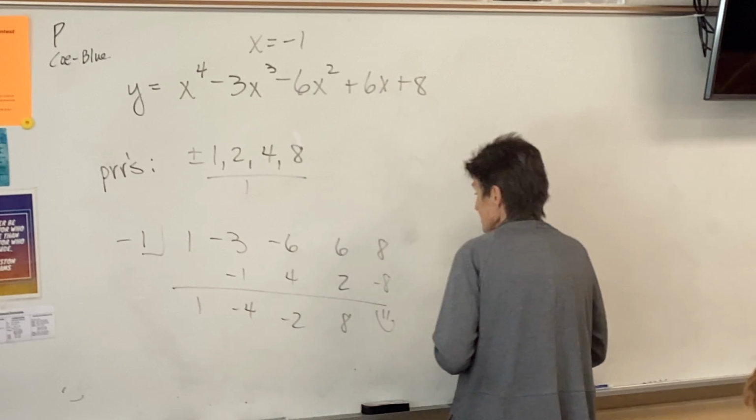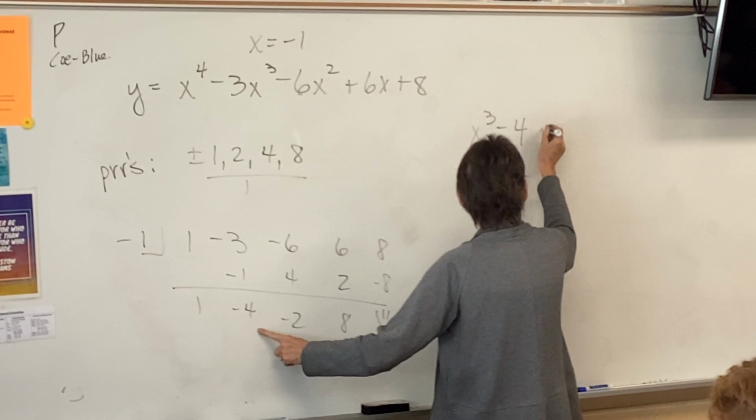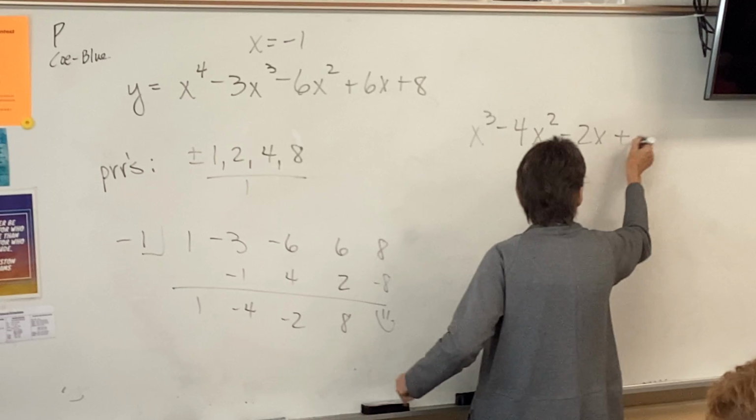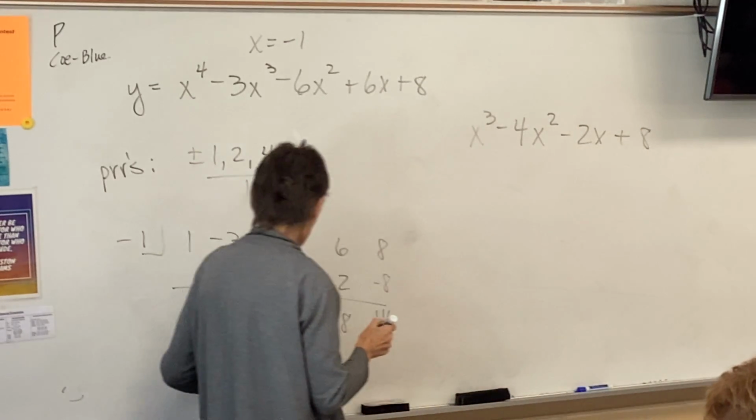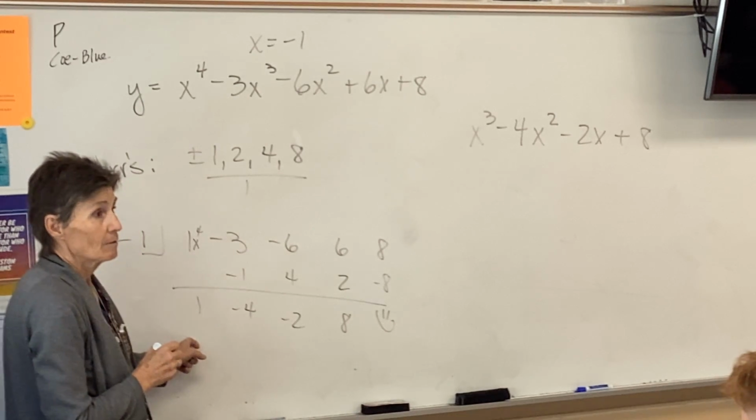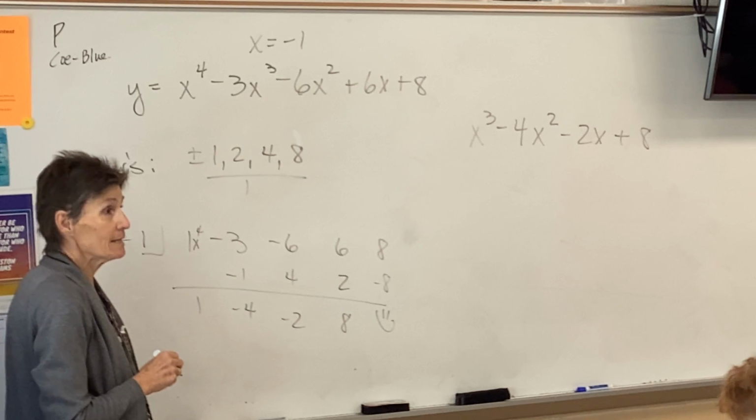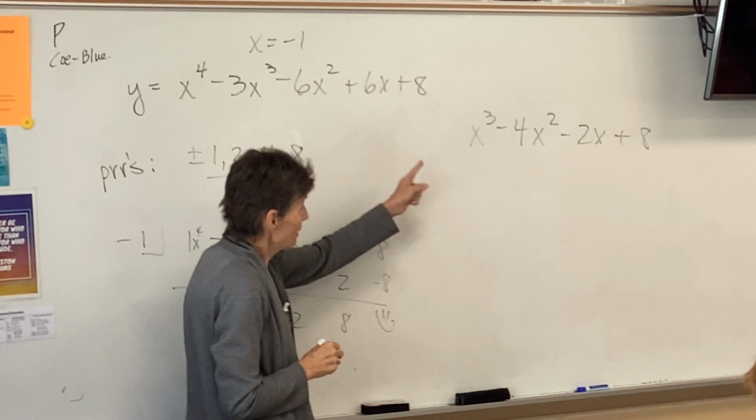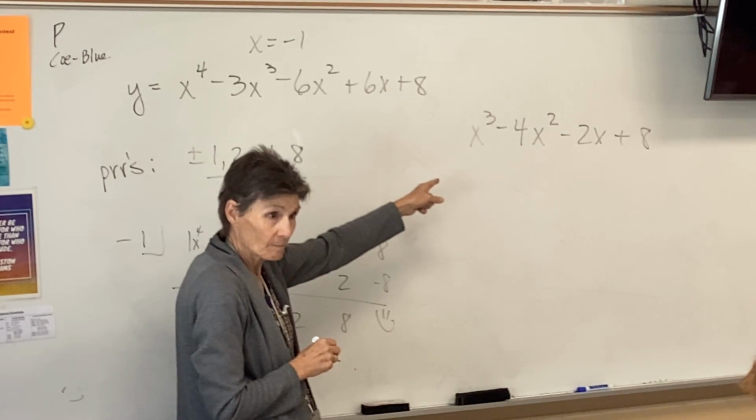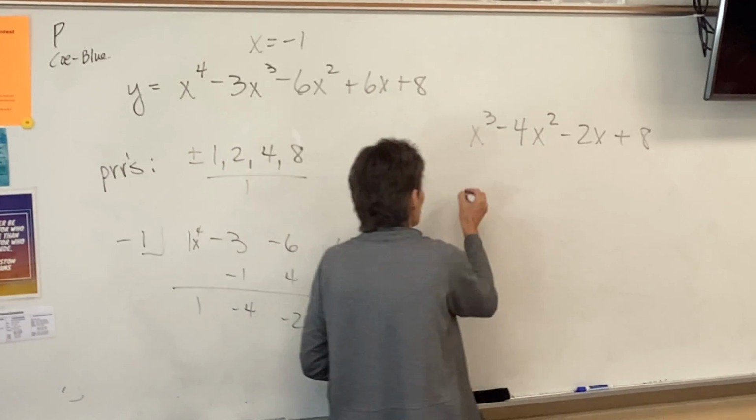So this is x cubed minus 4x squared minus 2x plus 8. This is an x cubed because the original was an x to the 4th. I could guess again if I wanted to, but I think it groups. It does group. So here we go.